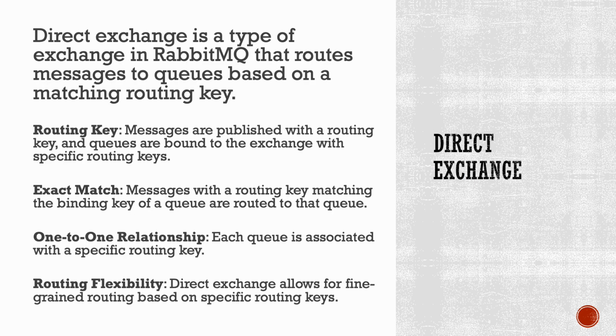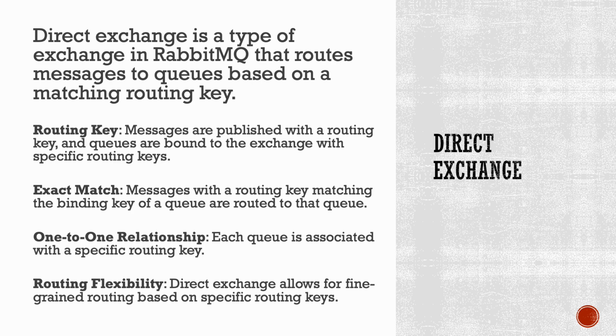Now, let's discuss the concept of a direct exchange in RabbitMQ. A direct exchange is a type of exchange that routes messages to queues based on a matching routing key. Here are the key points to understand about direct exchange. Definition. Direct exchange is a type of exchange in RabbitMQ that routes messages to queues based on a matching routing key. It provides a one-to-one relationship between queues and routing keys.